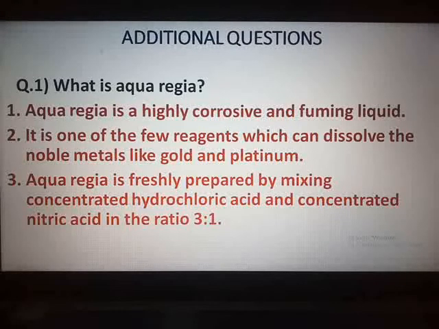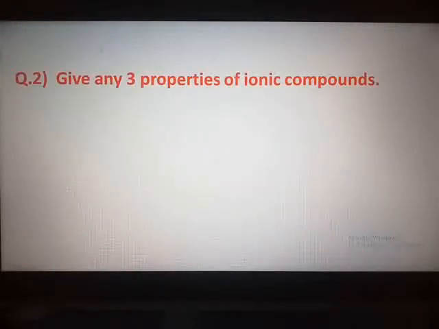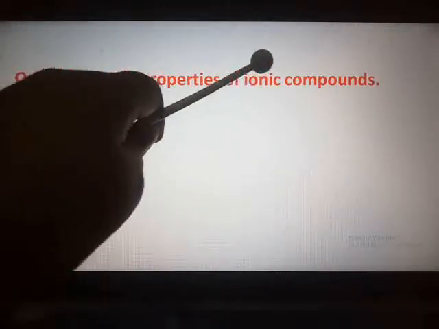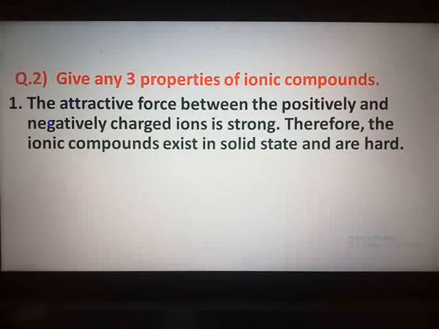And the last additional question is: give any three properties of ionic compounds. You will get in the textbook a clear answer on page number 99. The heading is General Properties of Ionic Compounds. 5 properties are there. From the 5 you select any 3 and write. Points number 4 and 5 you can shorten and write as the property.